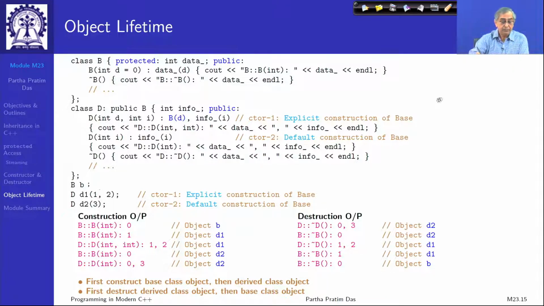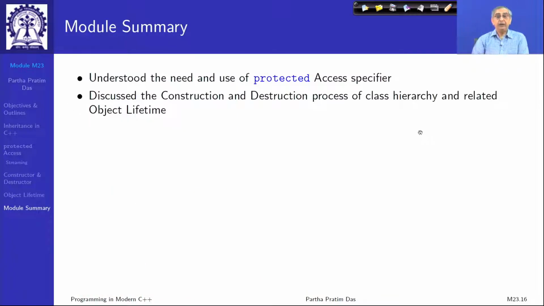So, this brings us to the end of this module, where we have understood the use of the protected access specifier, and in particular how it helps in preserving information hiding in a proper manner on the hierarchy, and then we have discussed the very critical construction and destruction process of a class hierarchy and the related object lifetime.